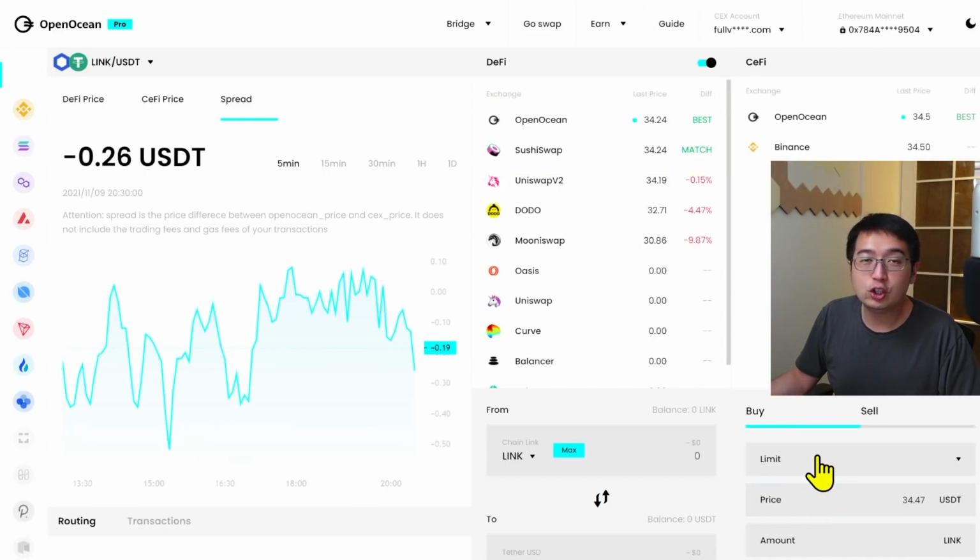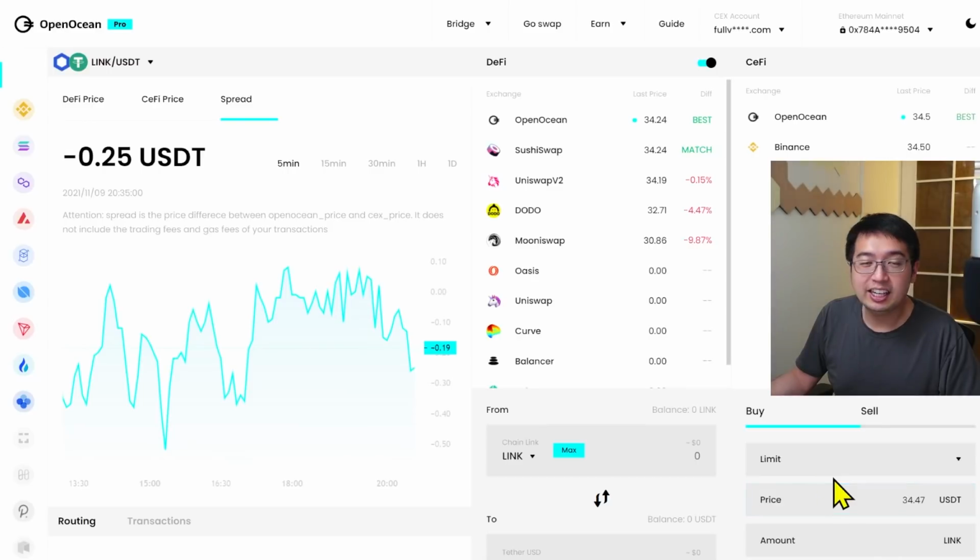And if you wanted to do your trades on the CeFi side, it works just like a centralized finance exchange. You can set your limit orders, market orders for buying and selling. But as a reminder, you do have to go through KYC to set this part up.